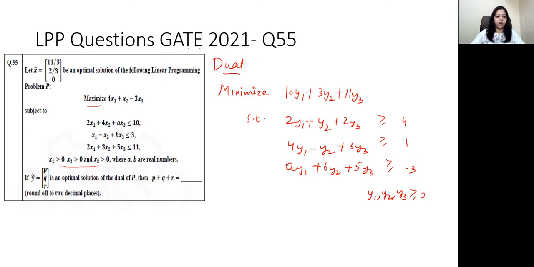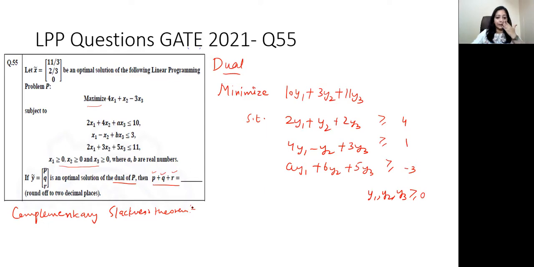Now I have been given that this (p, q, r) is an optimal solution of the dual of P, and I need to find this. So basically I need to find the values of p, q and r, only then I can compute this sum. So here I will be using the complementary slackness theorem. The complementary slackness theorem has a relatively bigger statement, but in this question, I will just show you the one which we are going to use.